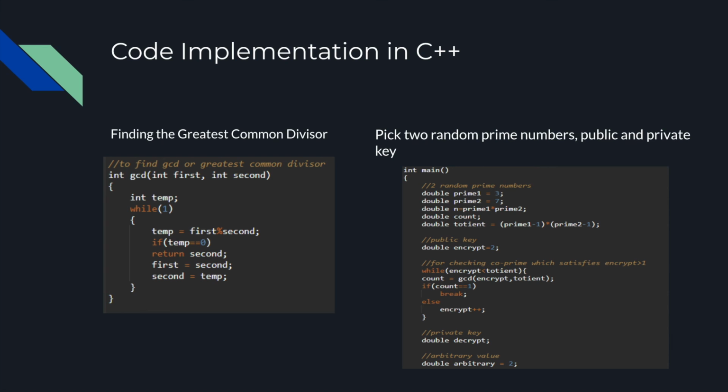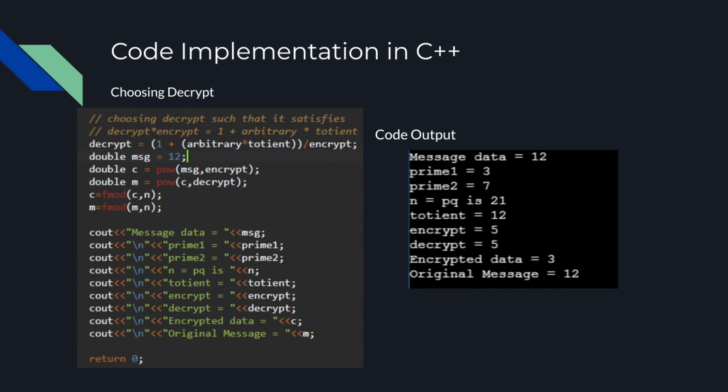And then here are a few snippets of my code. You first find the greatest common divisor. Then you pick two random prime numbers, and the public and private key. Then you choose the decrypt number, and this would be the output. If you wanted to run the code itself, it's on the GitHub, and it's also pretty simple. If you just go over the code, I have some notes in there to show you exactly what each function is doing and where we're doing the calculations and everything like that.